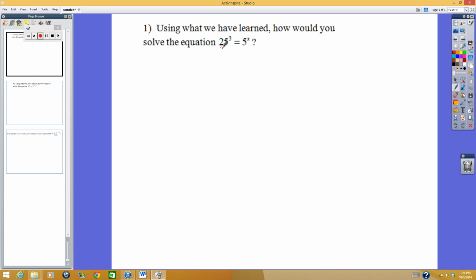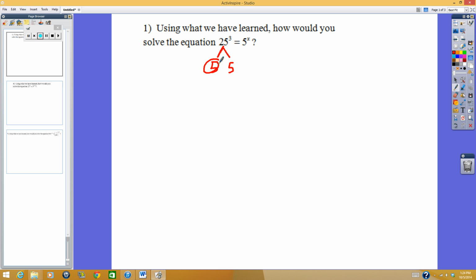So for this problem, we've got 25 to the third power equals 5 to the x power. Clearly we know we can't break this 5 down any further, so we know that's going to be our base for this problem. You should automatically be able to tell that 25 is 5 to the second power, but if you don't, you can break it down. 25 divided by 5 is 5, so that would be like that.